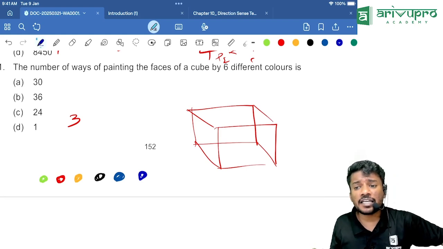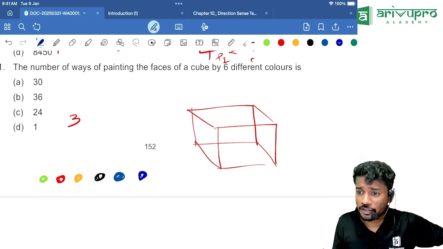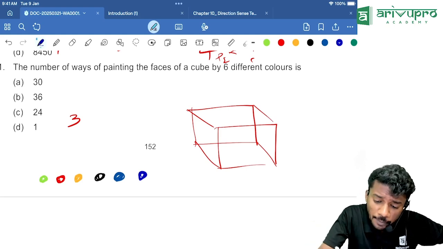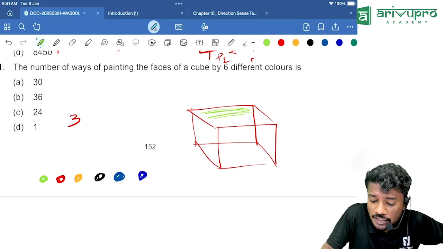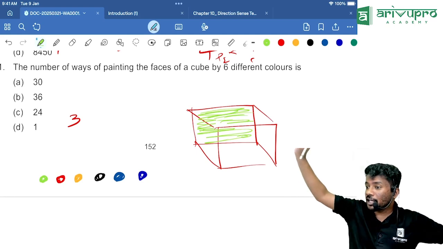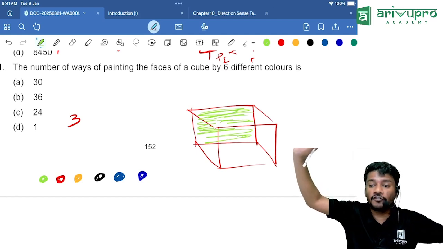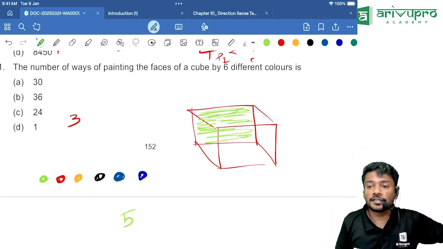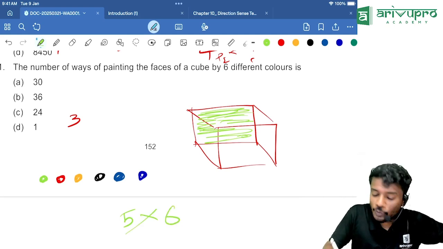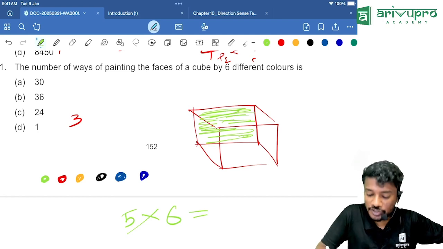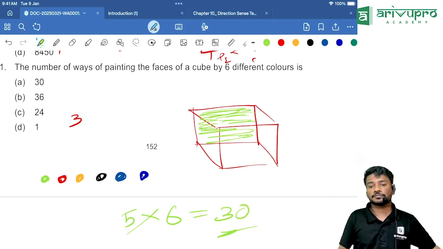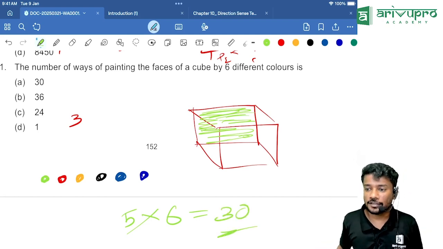But are they telling us anything regarding the first color or anything? No, they are not telling anything. So I am just telling you guys that I am coloring the first face with green. So the first choice is green. So that is fixed, right? Now how many choices are remaining? 5 choices are remaining. How many faces are there? 6 are there. So 5 into 6 is how much? 30. Did you get the point?